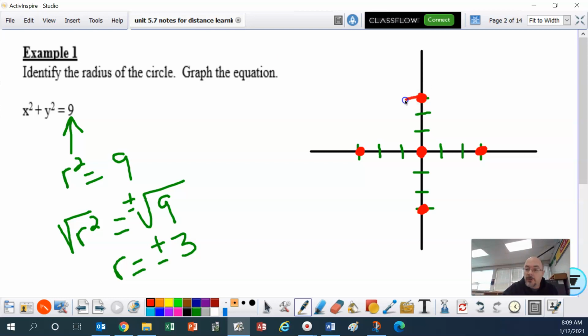So what I'm going to do is draw as best I can to try to keep that like a circle. There we go. Not too bad. It's a little crooked, but it'll work. So real easy, folks. What's your r squared? Take the square root of it. Then we can graph our circle. Okay, let's look at another one.